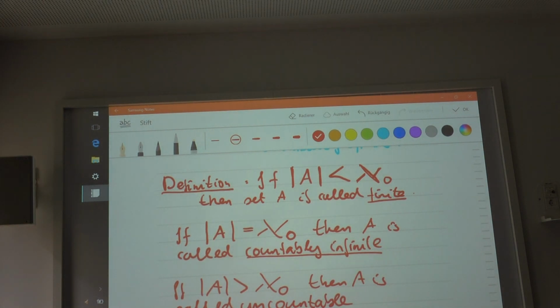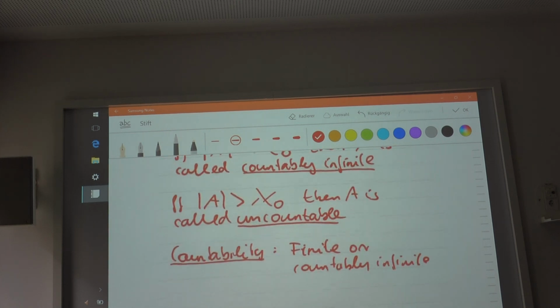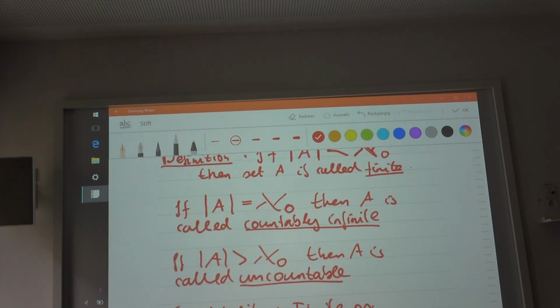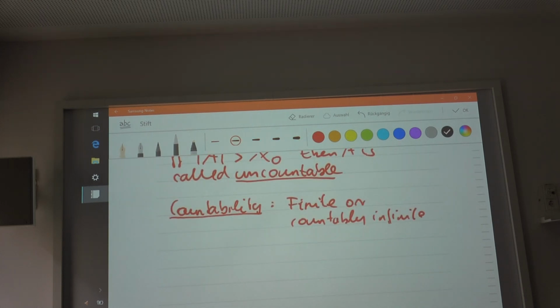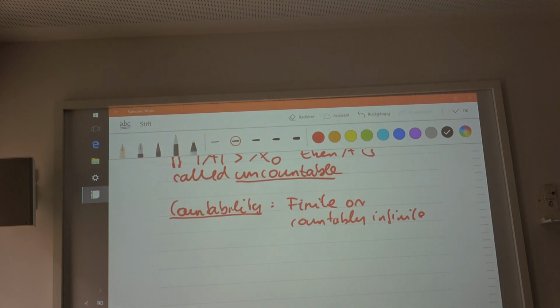Yes? Is there any example? For a countably infinite set that is not equal to the set of natural numbers? Well, it has to be equal in cardinality to that of the natural numbers. But what you mean is an example of a set which is not equal to the set of natural numbers, but is countable.